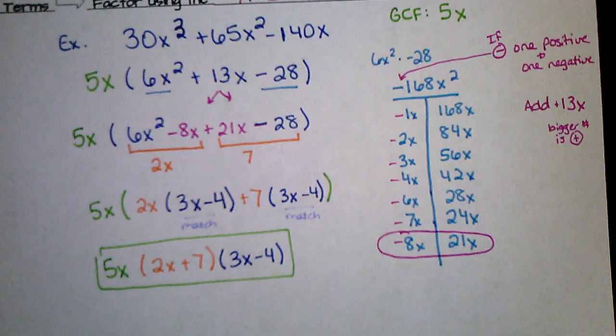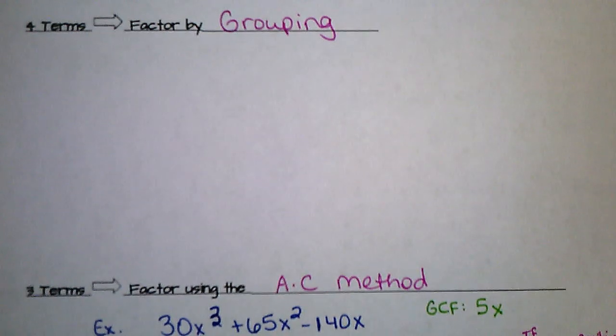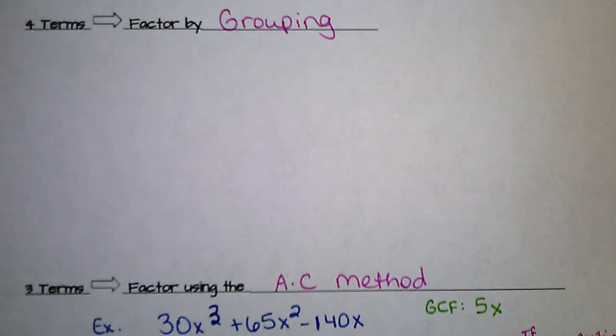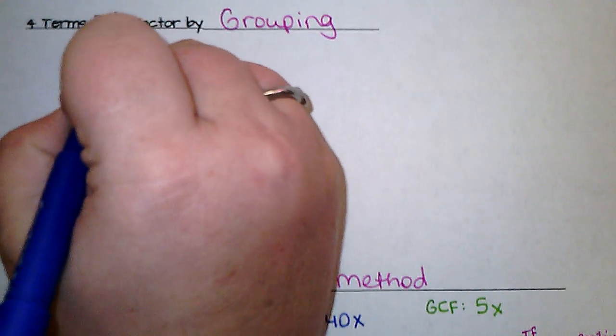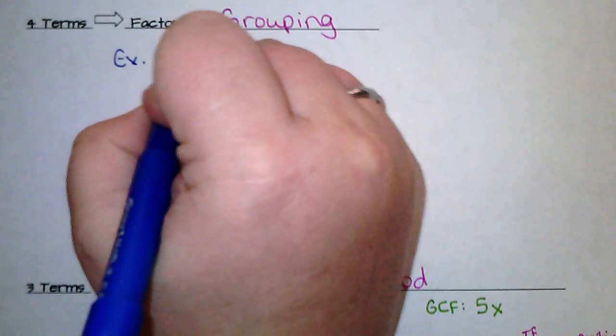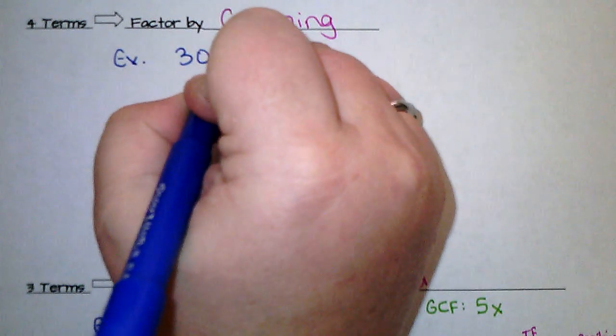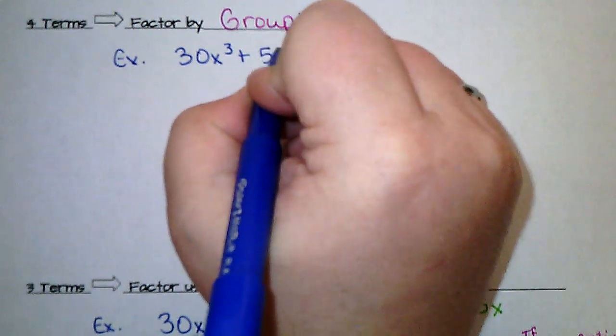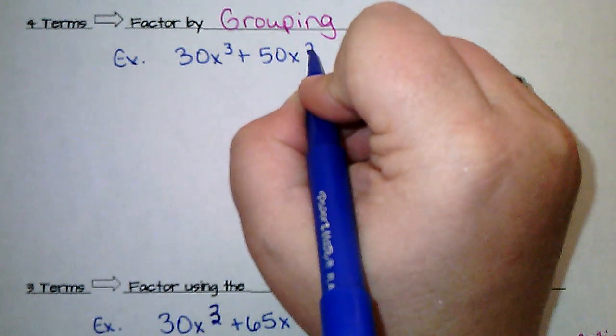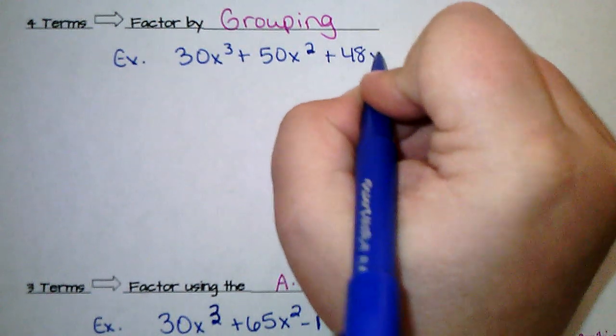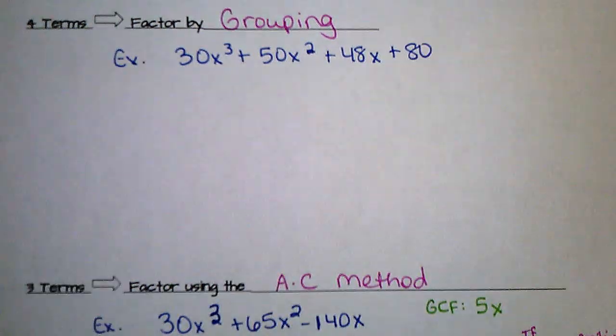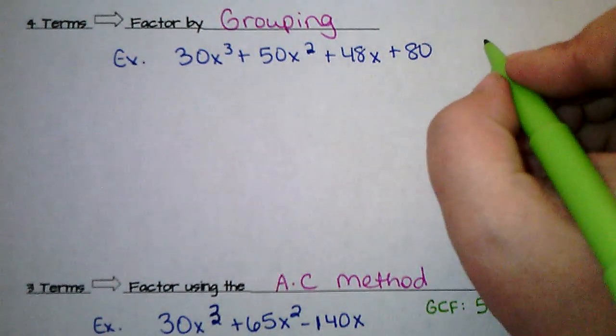So if that looks familiar, that's cool because we actually did that back in Chapter 4 a lot, the AC method. So now let me show you factoring by grouping. And I saved this for after, and you'll see why. So my example here for factoring by grouping is 30x to the third plus 50x squared plus 48x plus 80. Okay, and again, first thing ever, and always is we look for a GCF.